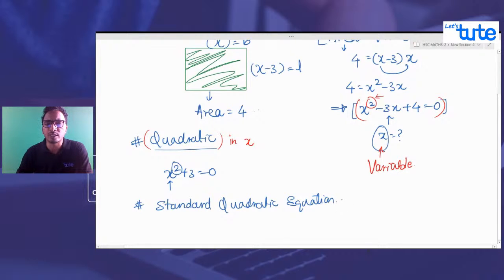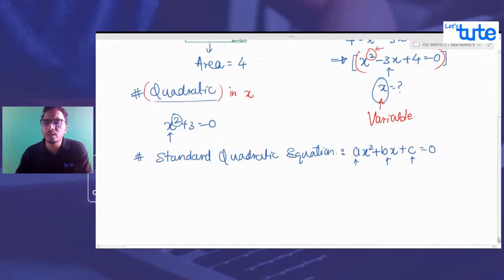Standard quadratic equation, that is ax squared plus bx plus c equals 0. So this is the standard quadratic equation. This a, b and c can be any real numbers. Now the condition is the coefficient of the x squared term cannot be 0, can never be 0 for a quadratic equation.